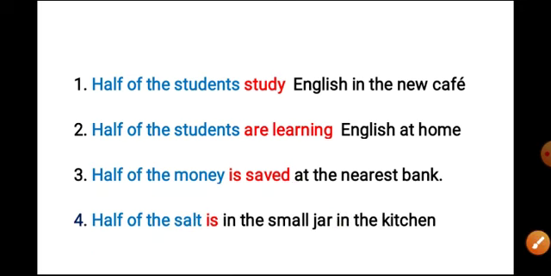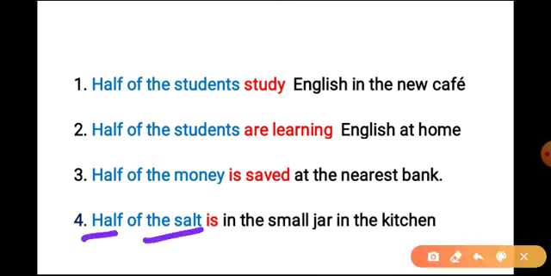Kemudian, half of the salt is in the small jar in the kitchen. Di sini ada half dan ada the salt. Masuk dalam uncountable noun. Jadi verb-nya adalah is. Oke.